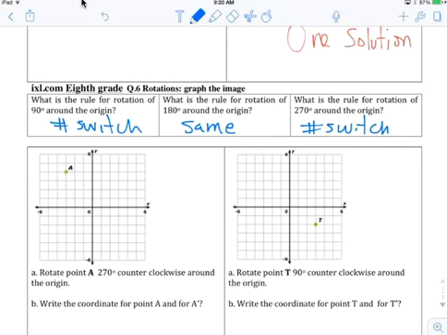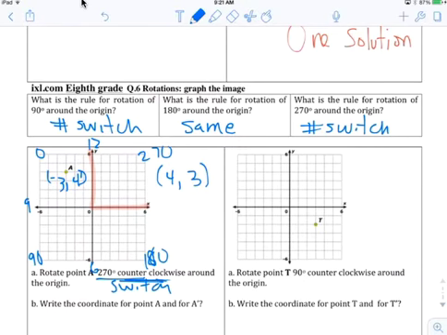Okay, so this says 270 counterclockwise, so here's 0. Counterclockwise goes from 9 to 6 o'clock, so 12 to 9, 9 to 6 is 90 degrees, 180, and 270. So at 270, the dot now moves to here. So I want you to put the ordered pair there, negative 3, 4, we switch it, right? So it becomes 4, 3 in this quadrant, 4, 3, A prime.